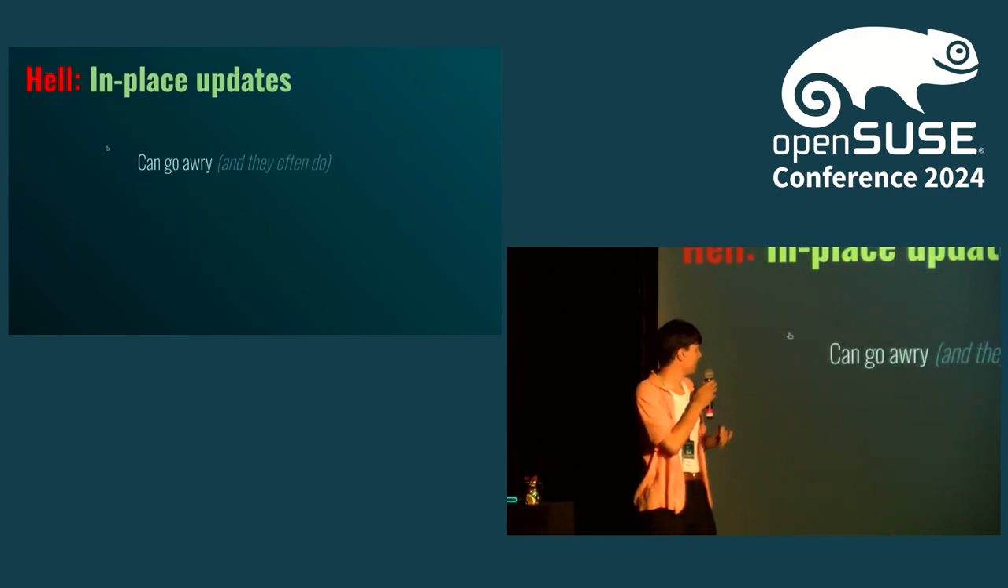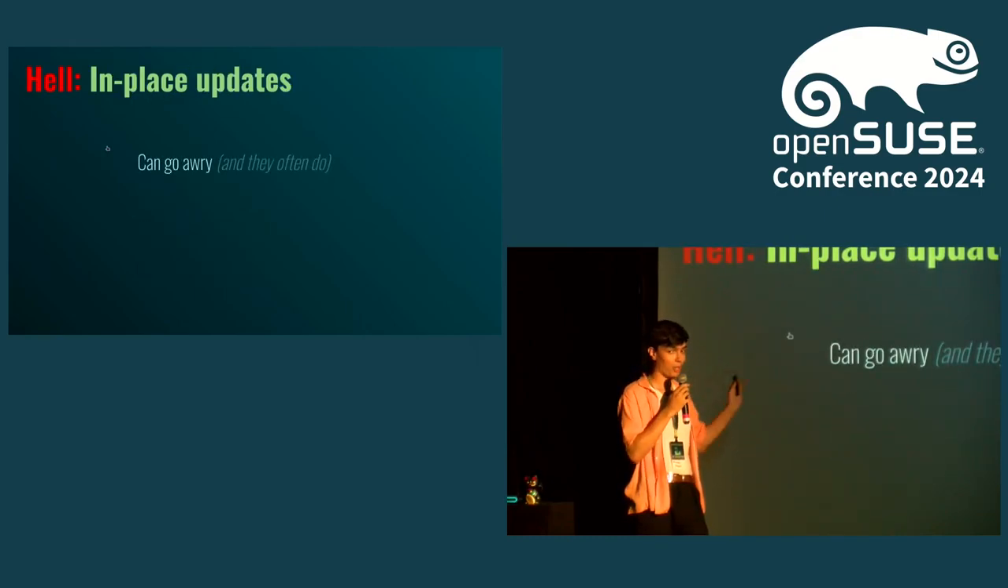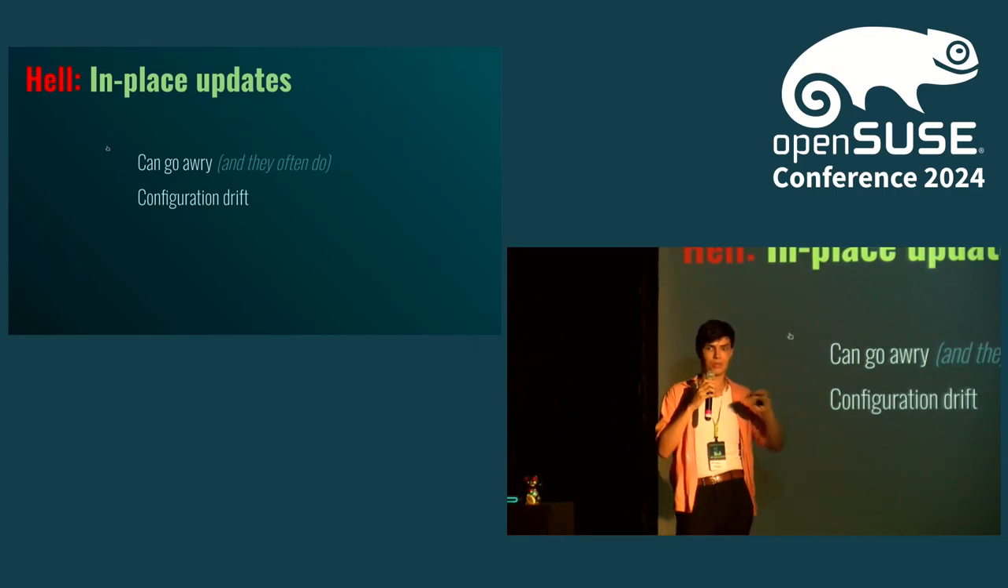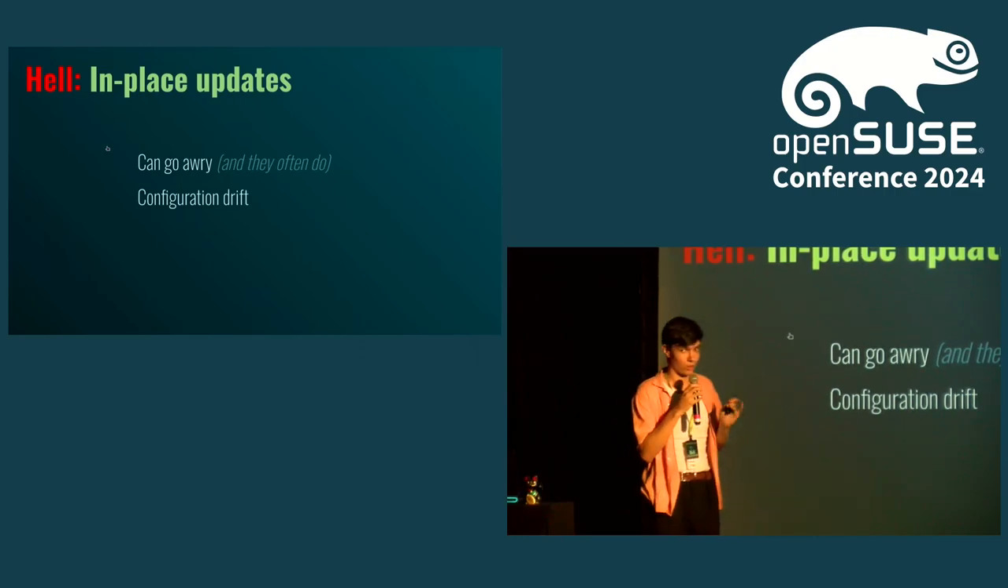So in-place updates, like I said, can break, and they can break horribly if you have an incompatibility. You get configuration drift because, oh, I updated this, so now I have to fix that, and then I update another thing, and now this is not as it was in the original image, and so on. Also, horrible problems.